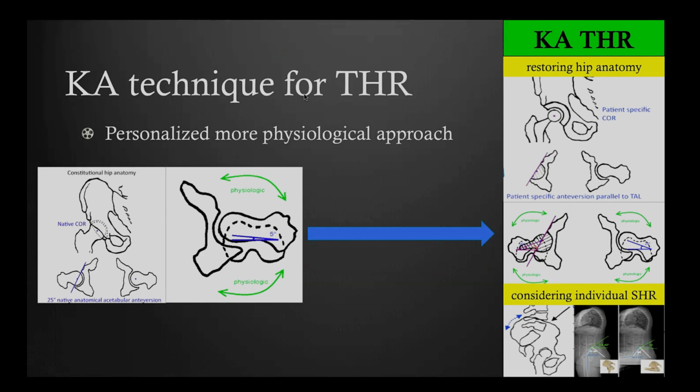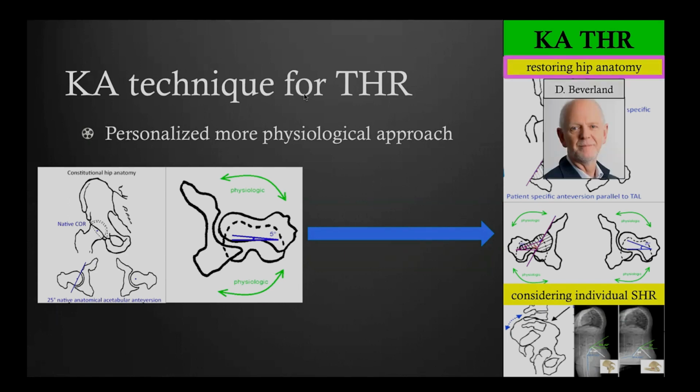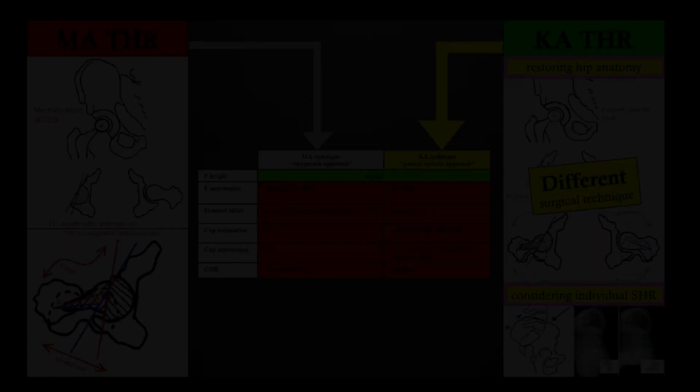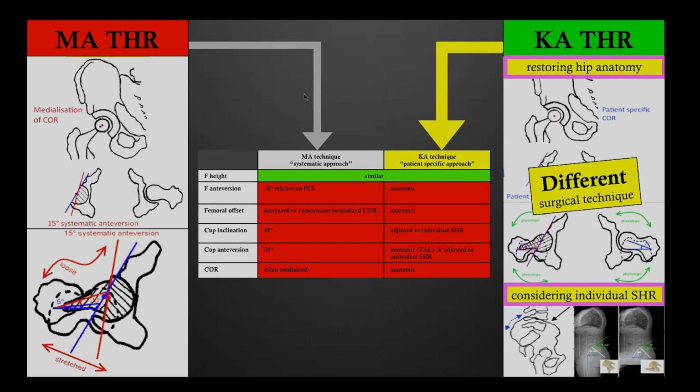The second pillar is that you consider the individual spine-hip relationships, or lumbopelvic kinematics, in order to determine if you need to adjust the orientation of the acetabular component. Restoring the anatomy has been promoted for a long time by David Beverland in Belfast, and considering the individual spine-hip relationship has been pushed for more than 20 years by Jean-Yves Lazennec in Paris. So mechanical alignment and kinematic alignment techniques are different.